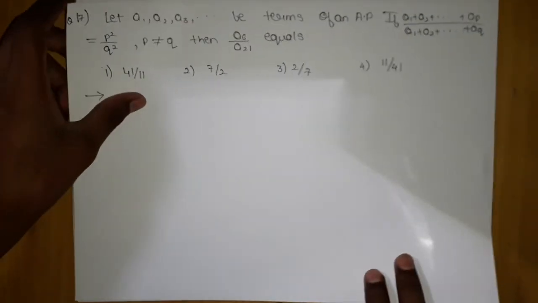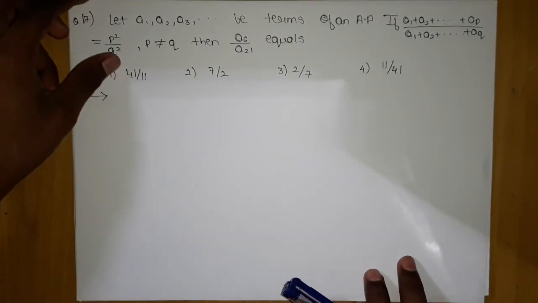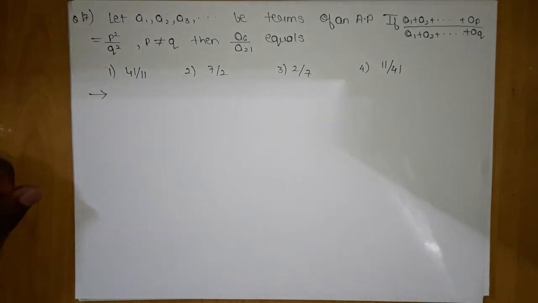Okay, so let me move on to the next question. The next question is the 17th question. This question is a very simple one. I will try to solve it in two ways. Let a1, a2, a3 and so on be the terms of an AP. If a1 plus a2 and so on till ap upon a1 plus a2 and so on till aq is equal to p square upon q square, where p is not equal to q, then a6 upon a21 equals what?